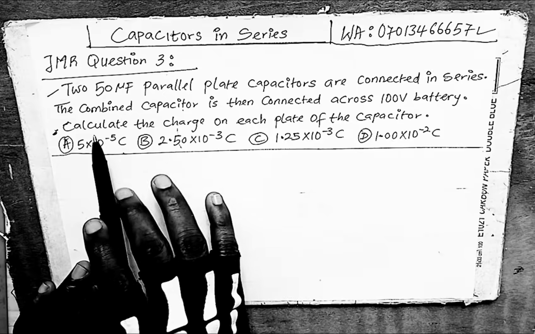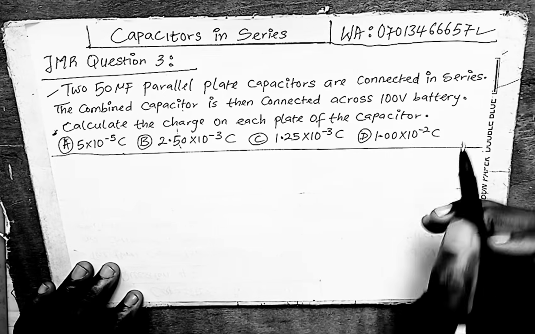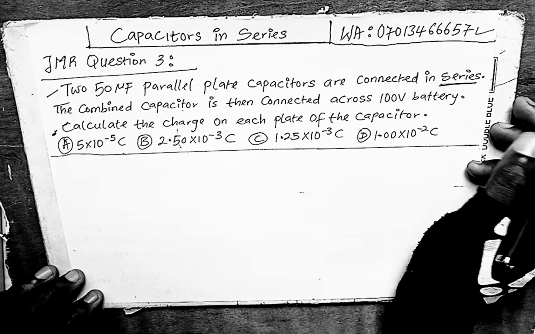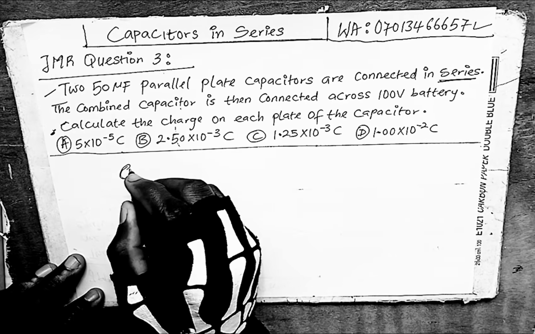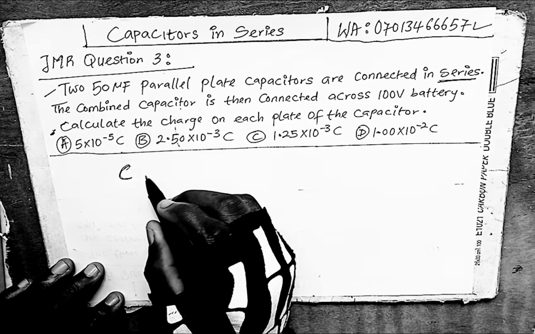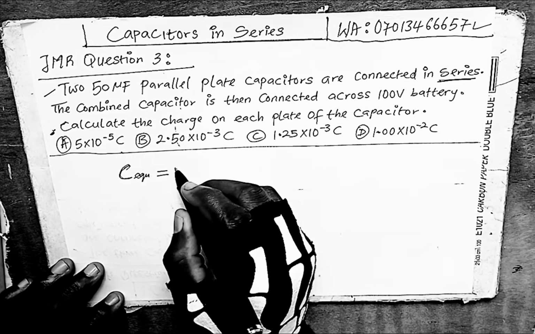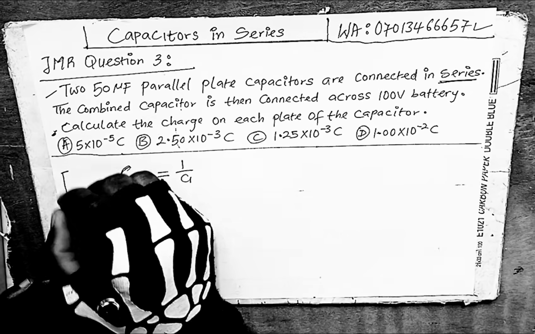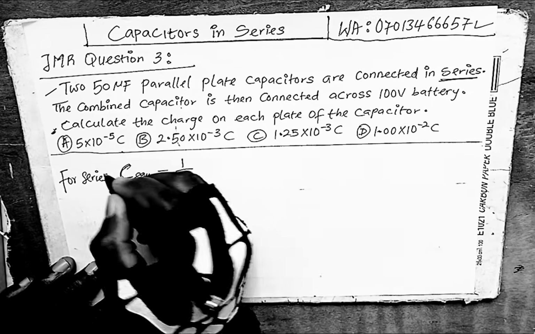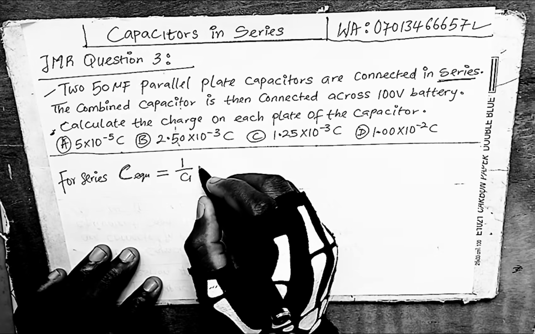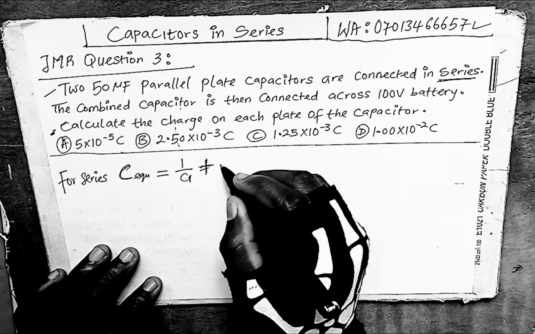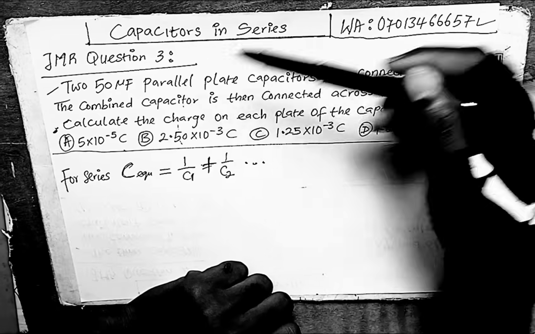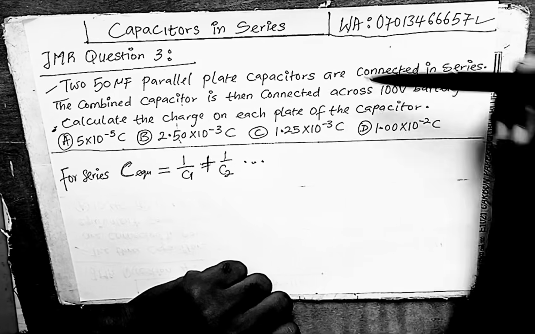So what do we do next? We should calculate the charge on each of the plates of the capacitor. Remember, this capacitor is connected in series. The formula for capacitors in series is: for series connection, 1 over C equals 1 over C1 plus, depending on how many they give you, 1 over C2, and so on and so forth. In the question here, they said two capacitors connected in series.